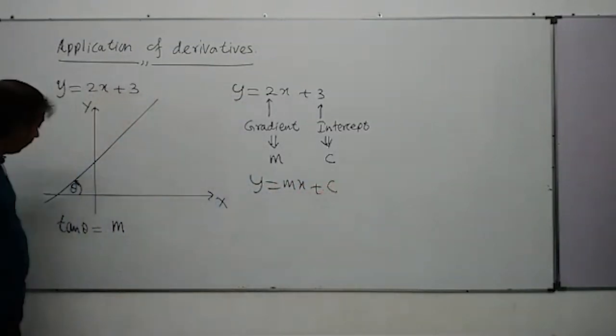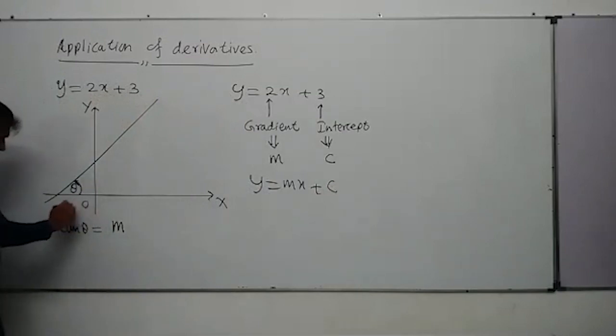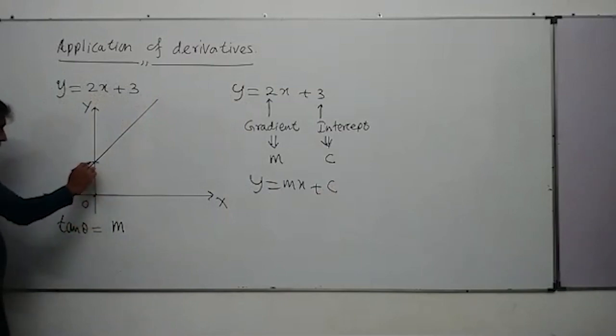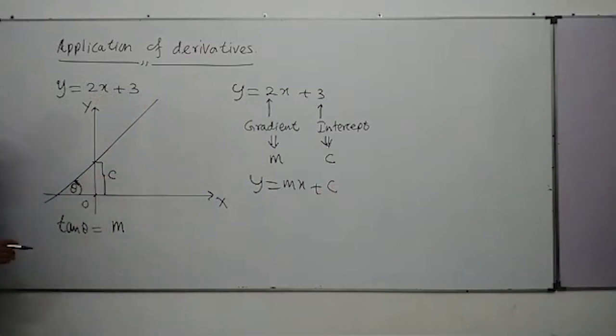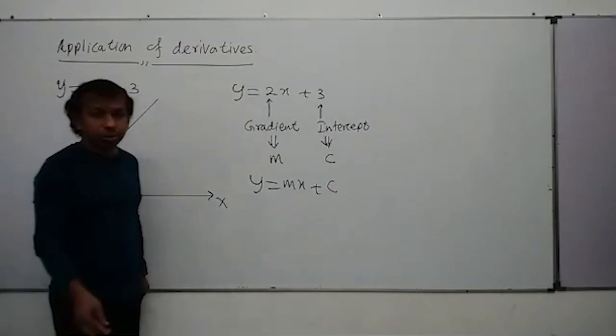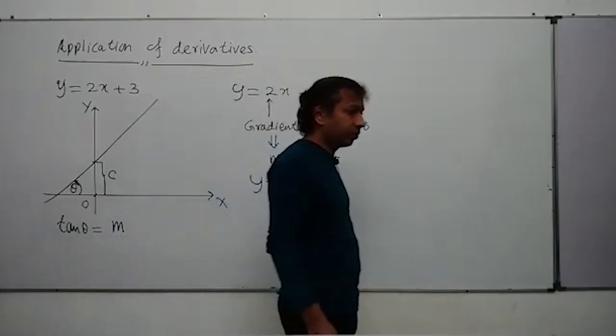Okay, this is the origin. Now from this origin to the point where the line cuts the y-axis, there is a particular height. This height we define as the intercept.